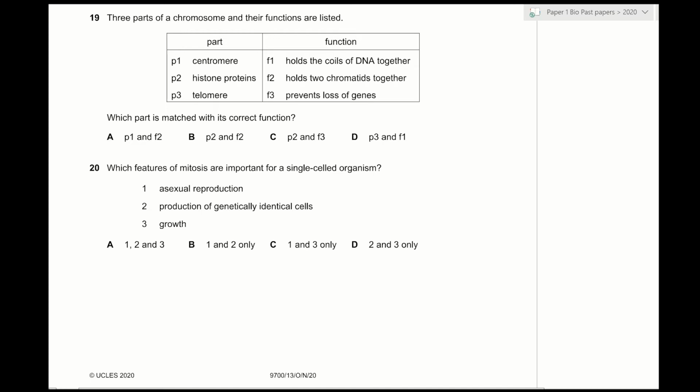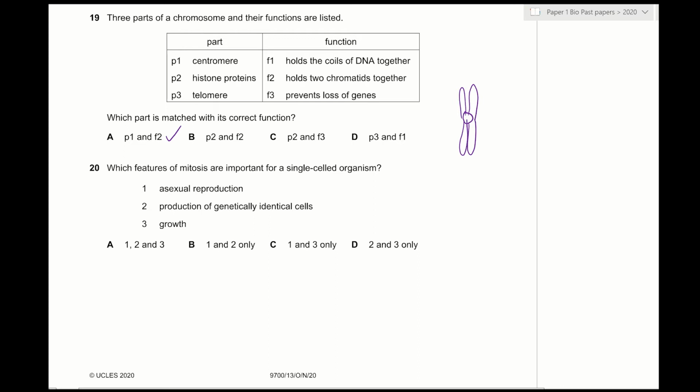Three parts of a chromosome and their functions are listed. Which part is matched with its correct function? Let's start with P1 and F2. P1 is centromere, F2 holds two chromatids together. Yes, the centromere holds the two sister chromatids in a chromosome, so this is correct.